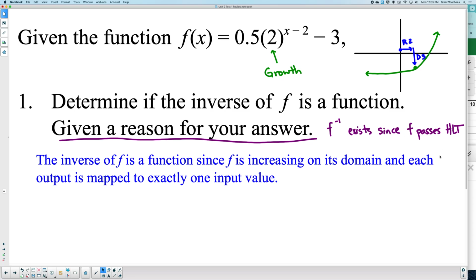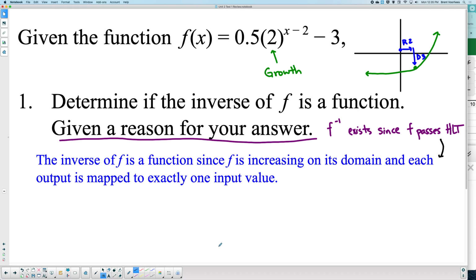So how do you properly describe it to where they give you credit? You describe it like that. The inverse of f is a function since f is increasing on its domain, and each output is mapped to exactly one input value. That's the HLT right there. That's how you would write that.